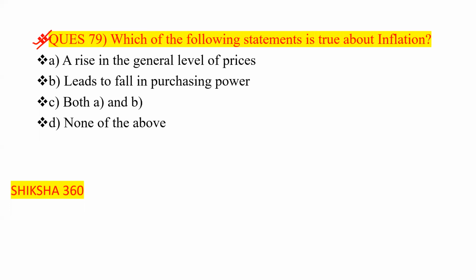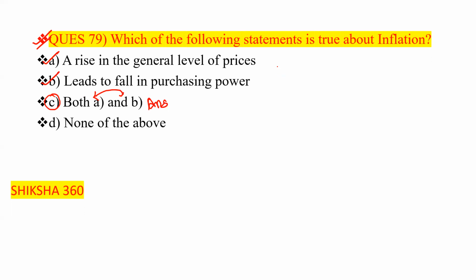The second one leads to a fall in the purchasing power. Both are the things basically for inflation. The first one is a rise in the general level of prices, and it also leads to a fall in the purchasing power. So option C is the answer, that is both A and B.